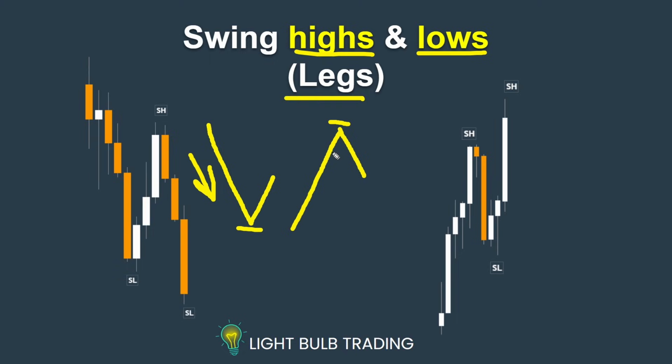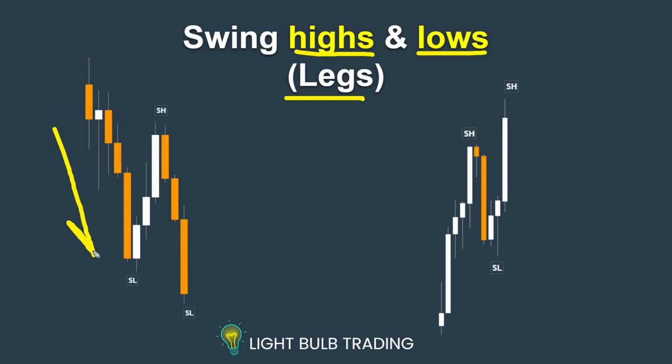Now, how we identify these correctly is due to candlestick anatomy. A swing low to swing high transition will be represented by a bullish candlestick breaking above the previous candlestick high, confirming the transition from a leg lower into a leg higher. And a swing high to swing low transition is where we break beneath the previous candlestick low and start to swing lower.